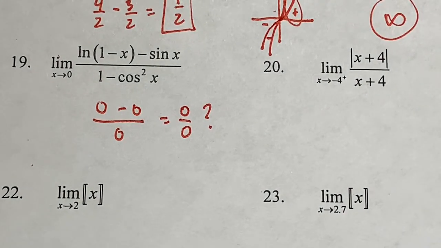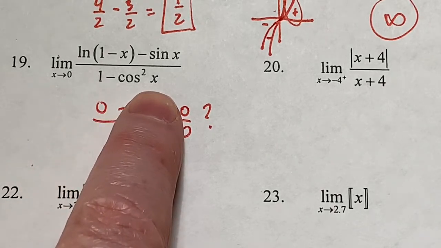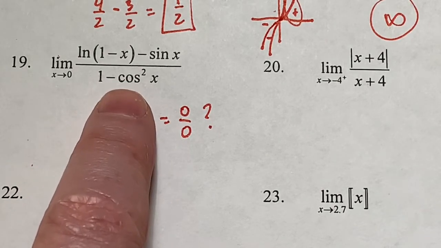And I've got to be honest with you, there are some strategies you can employ. Like, we know that 1 minus cosine squared is sine squared. That might get us somewhere.